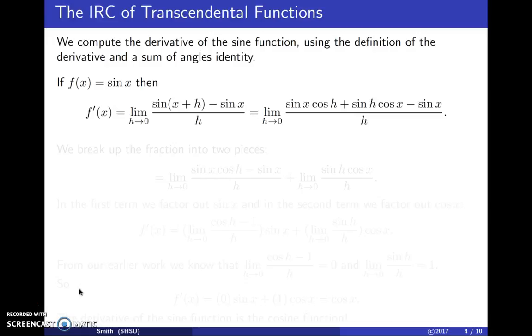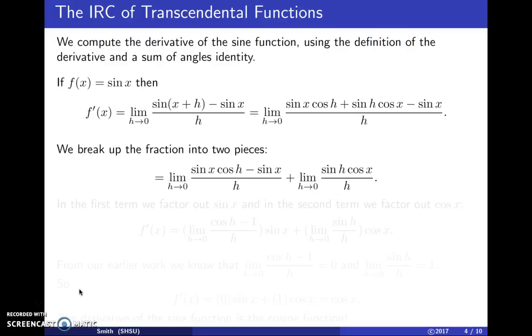Once I have this expression, I can break my fraction into two pieces. I can think of one part being sine x cosine h over h minus sine x over h. That's the first part. And the other part is that middle term, sine h cosine x all over h. If I break up my fraction into two pieces, being very careful with it, I can then find a way to get rid of that h in the denominator using the limits we had earlier.